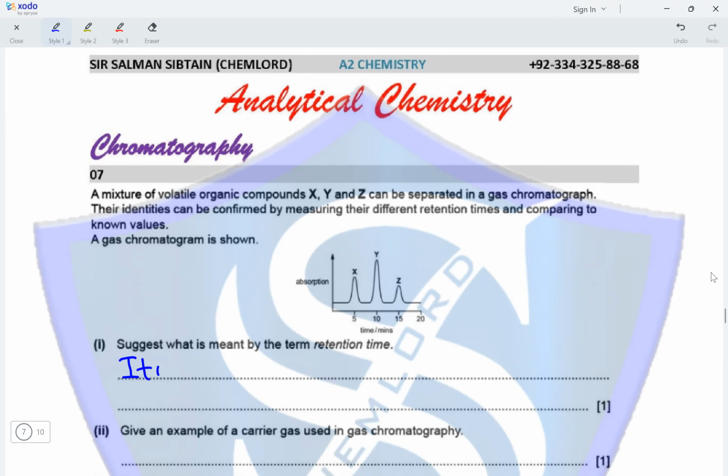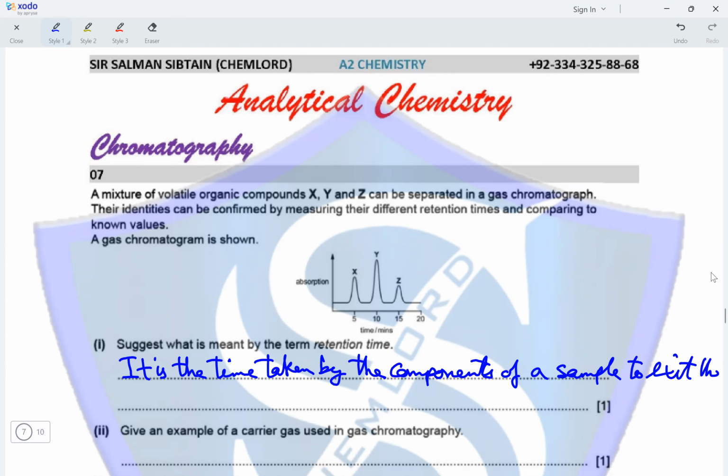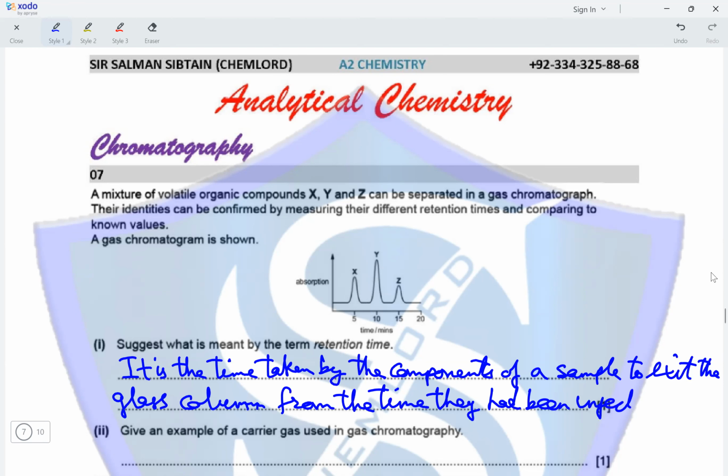So it is the time spent in the glass column, or rather we can say it is the time taken by the components of a sample to exit the glass column from the time they had been injected into it. So this is how you define the time spent inside the glass column.